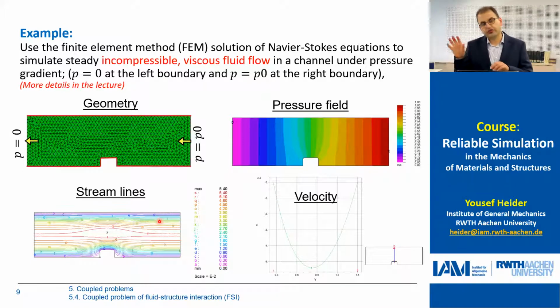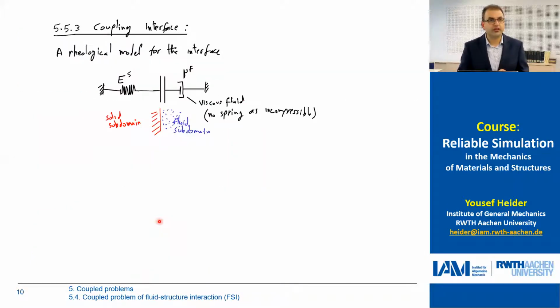Okay, now we have talked about the solid subdomain and the fluid subdomain, and now let's talk about the interface between these subdomains. So we have the coupling interface. We can apply some kind of logical model which represents this interface. We have on the one hand the solid subdomain with some material property, which is the elasticity modulus. On the other hand, we have the viscosity parameter, since we have viscous fluid, so we represent this by this dashpot. And then we have the interface.